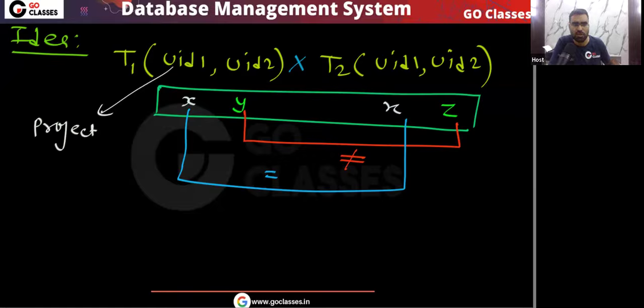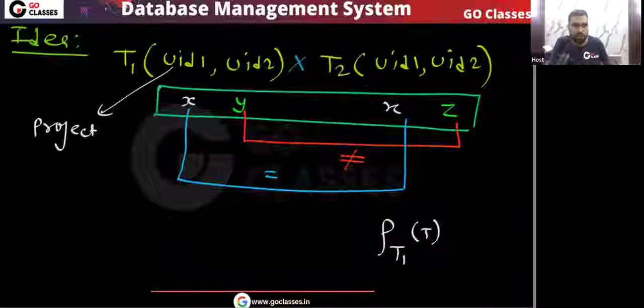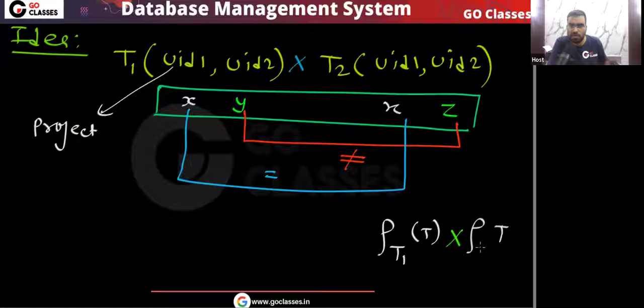Very simple. So tell me, first of all, how to create two copies of table T? I want two copies of table T, T1 and T2. How to do that? Renaming, yes or no? So first of all, I will rename this table T as T1. I will do cross product with this table T, which I will rename as T2. Do you agree? So first I am doing the renaming and cross product.